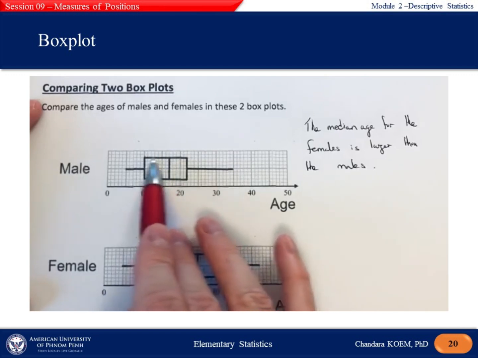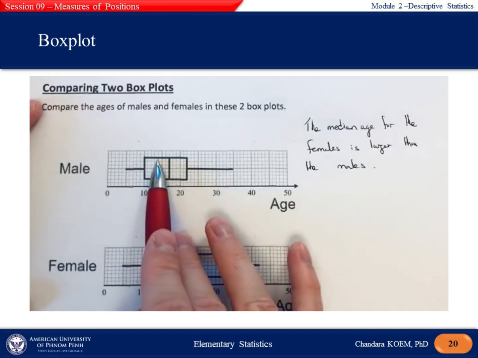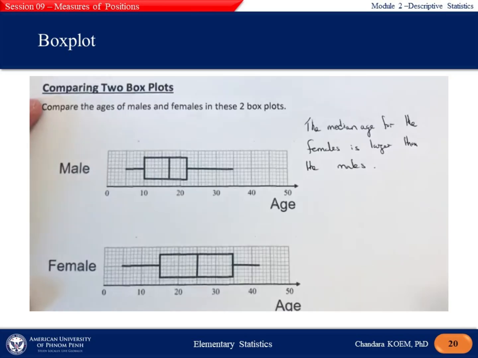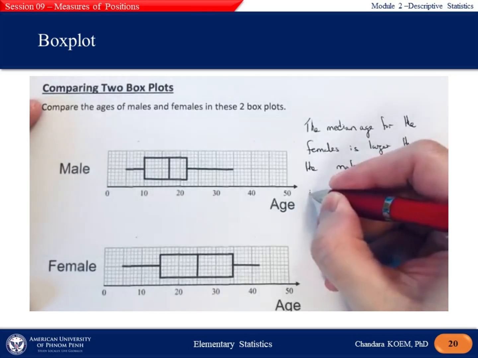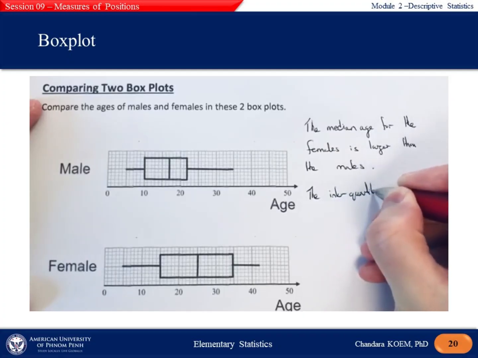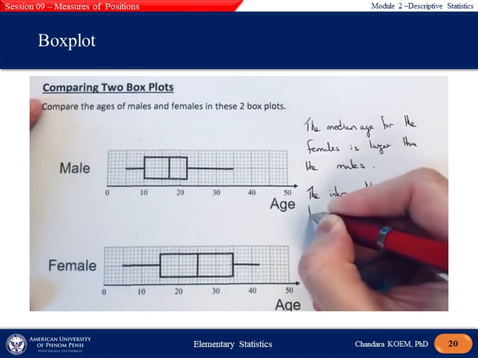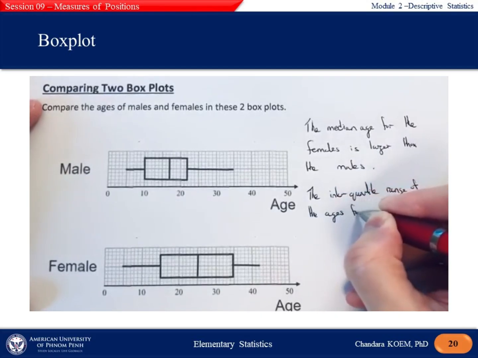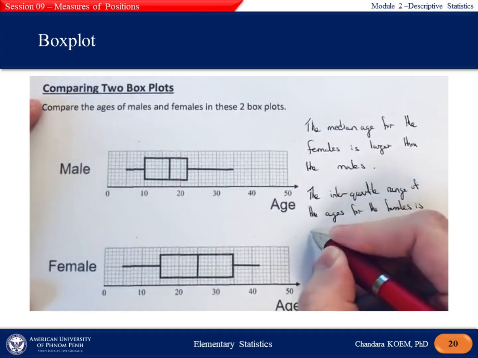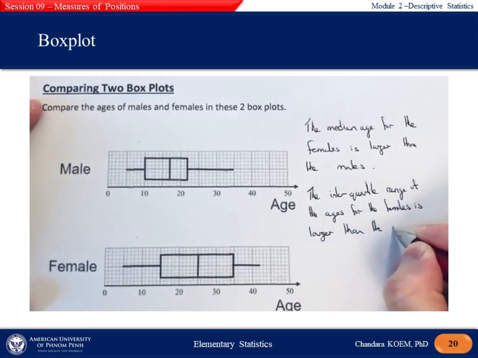You can see the length of the rectangle in the middle is longer for the females than the males, so we don't really need to calculate this answer. We just need to say that the interquartile range of the ages for the females is larger than the males.